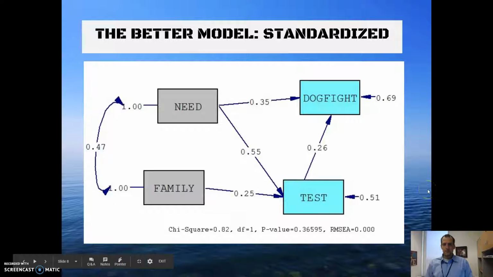But we still made some small changes, and in this one I swapped the location of need and family because I felt like that made more sense in the look of it. And these are the standardized values that look at the relationships between these.